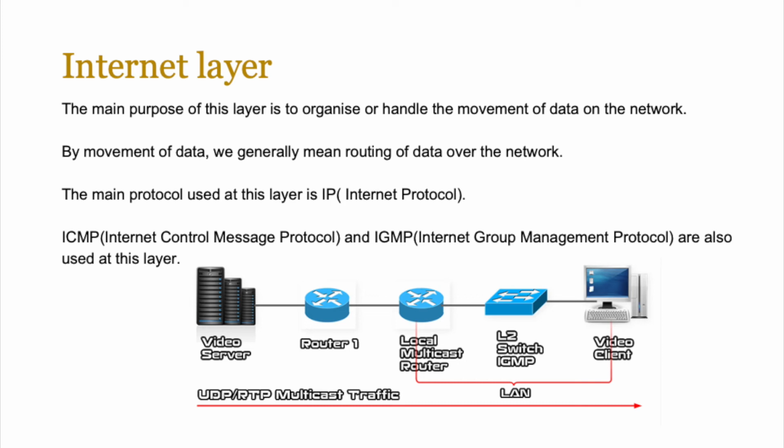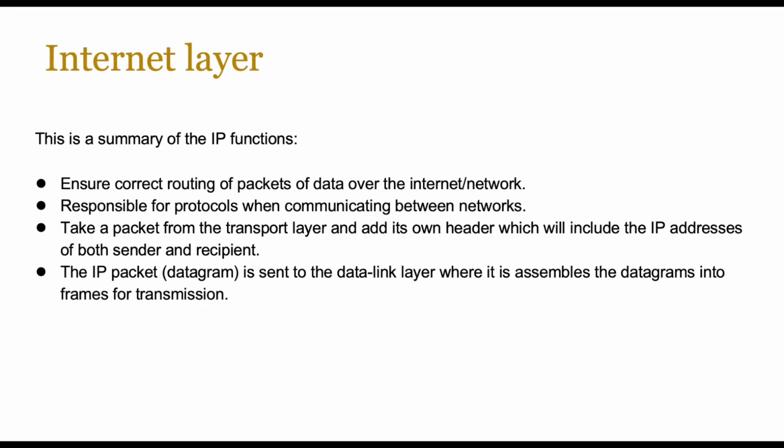The physical network layer specifies requirements of the hardware to be used for the network. The data link layer identifies network protocols in the packet header, TCP/IP in this particular case, and delivers packets to the network. So the summary of the IP functions are as follows. Ensure correct routing of packets of data over the internet. Responsible for protocols when communicating between networks. Take a packet from the transport layer and add its own header, which will include the IP address of both sender and receiver. And then the IP packet, or the datagram as it's known, is sent to the data link layer where it assembles the datagrams into frames for transmissions using perhaps an Ethernet protocol.